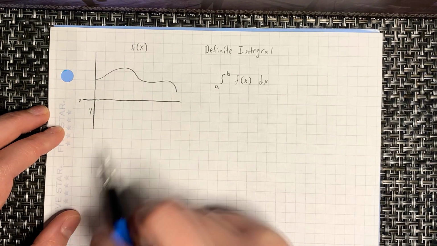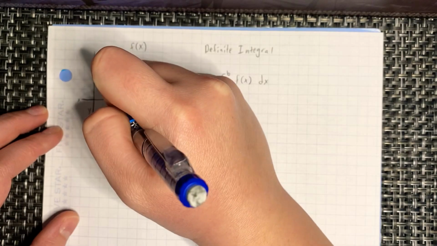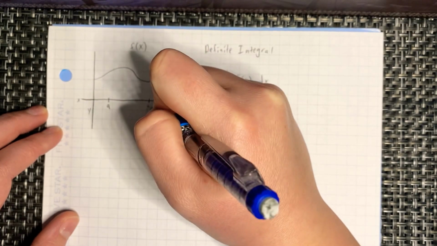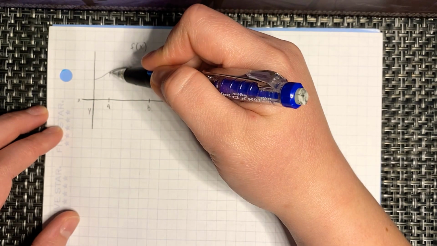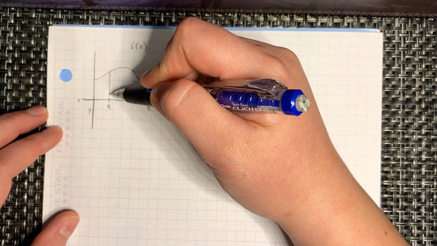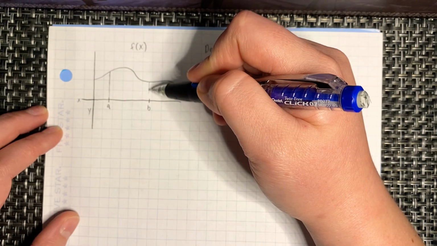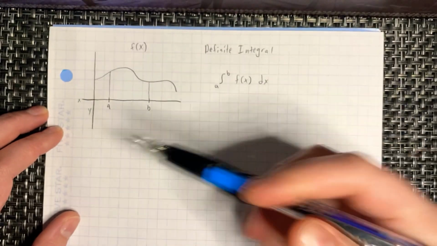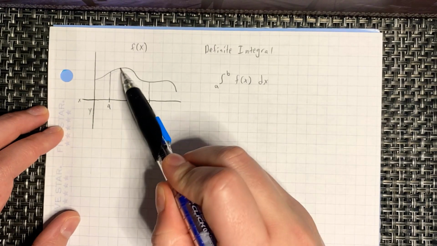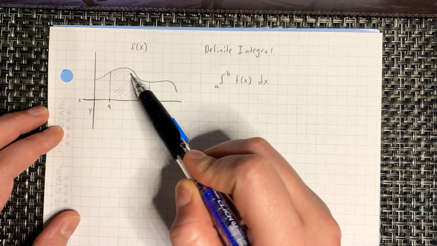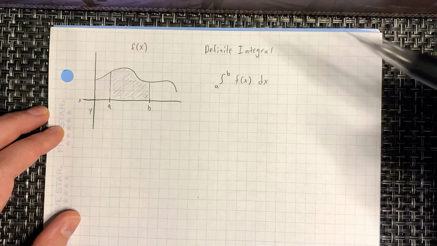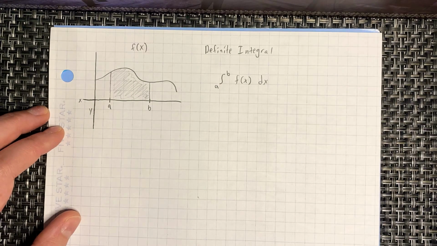So on here, the way it would look, if this is a and this is b, then we're finding the area, because remember, the integral of a function is the area under the curve between the points a and b. So we're finding all of this space. And that's what our solution would give us. That's what this is equal to.